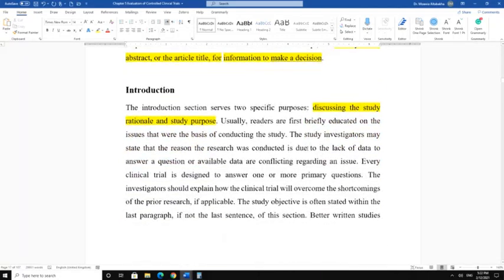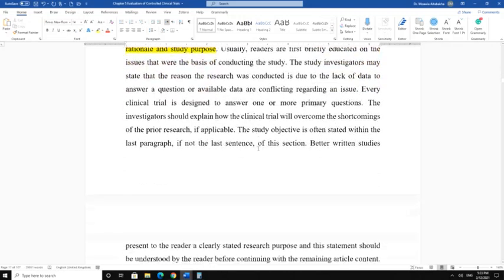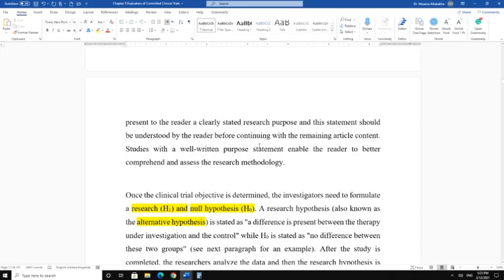Okay. For the introduction, if you remember, we said that there are two main things that should be in the introduction. One is the rationale. Rationale means why you want to make this clinical trial. So you usually give background about the topic, and then you point out that such a study is needed and it has not been done before. This is very important. Such a study is needed to answer certain questions, and this study has not been done before. And at the end you will provide the purpose.